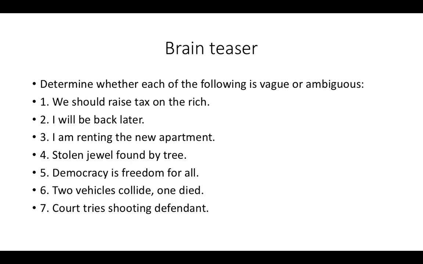Number 6, 2 vehicles collide, one died. It's ambiguous. Yes, it's ambiguous. So explain the ambiguity. The 2 vehicles collide, so we don't know whether it's the human being that died or one of the vehicles that died. You are right. You are both right and precise. The 2 meanings: the question is whether it is one of the vehicles that died or one of the passengers, the human beings in the vehicles, that died. So that's good.